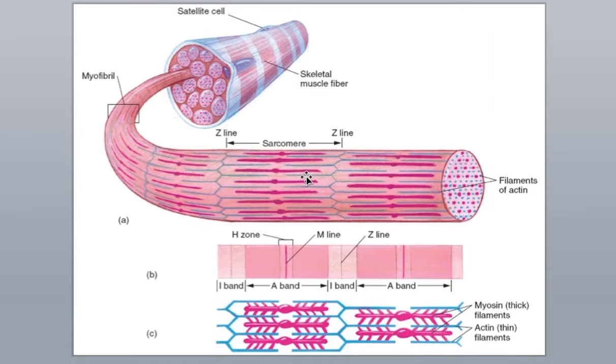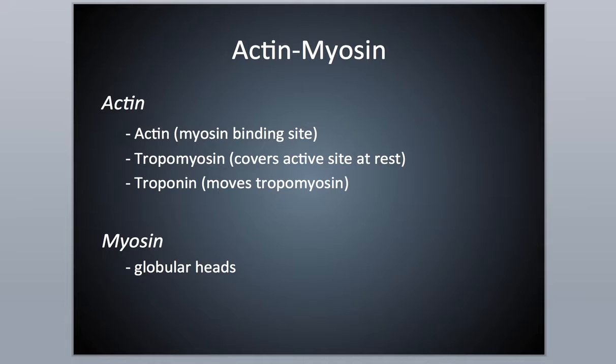Just to remind you of what we're trying to do here, it is simply to shorten the distance between the Z line and the Z line. Actin, also known as the thin filament, has the myosin binding site. It also has troponin and tropomyosin covering up the binding site for myosin. We need to move those out of the way, and calcium is going to do that. Then myosin has those globular heads that will attach to that binding site.